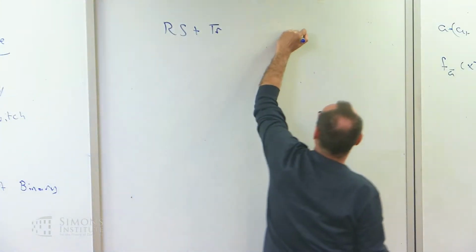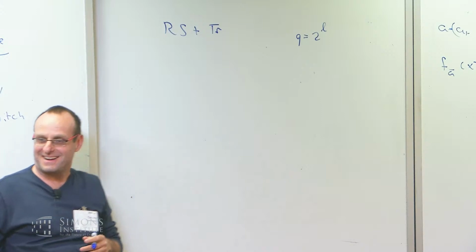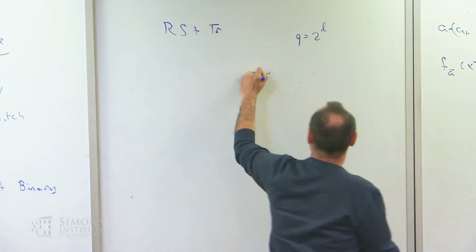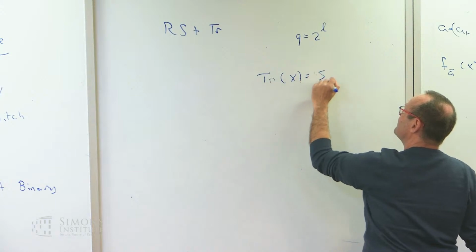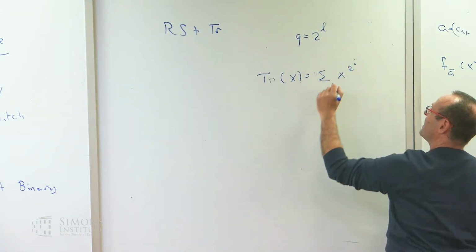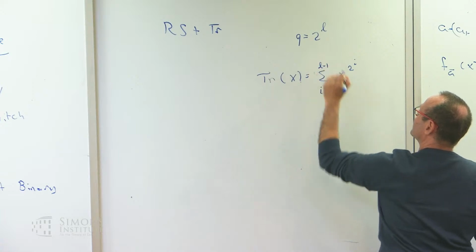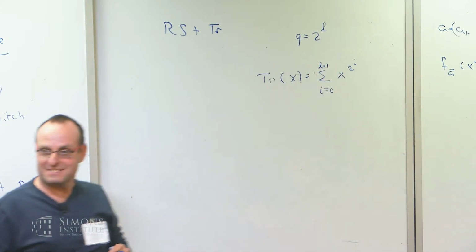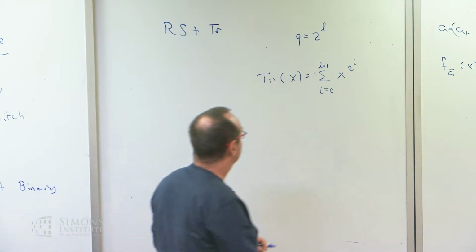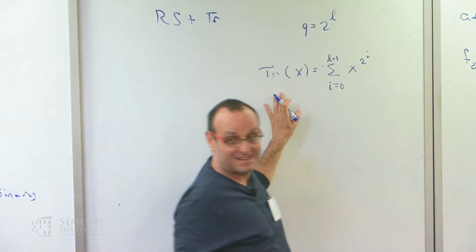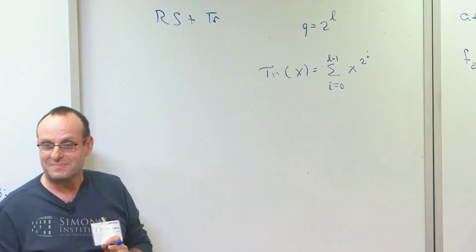Suppose Q now is a power of 2. We'll take an additive character. The trace of x is the sum of x to the power of 2 to the i, where i goes from 0 to n minus 1. That's the trace of x, and it's an additive character, and it behaves very similarly to multiplicative characters.